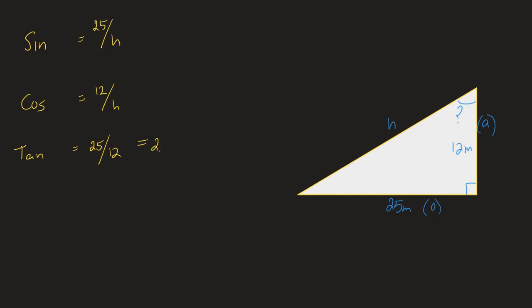So my ratio, 2.0833. Go at least 4 decimal places here, maybe more. The more that you have here, the better your answer will be. Intermediate steps, you should use as many decimal places as you can.